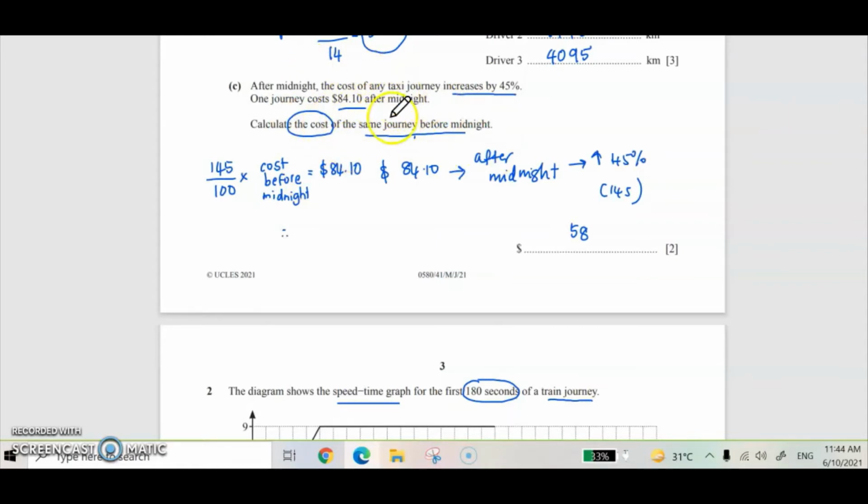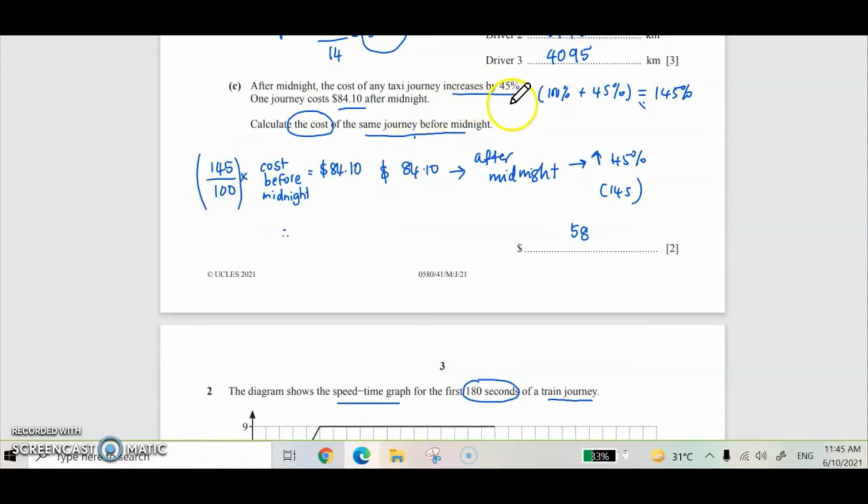So now dia bagi this journey, kalau after midnight, dia punya taxi fare tu meningkat lah, increase by 45%. So bila increase by 45%, is actually 100% plus with 45%. So ini dah topik percentage. So which means that 145%, we times with the cost before midnight. Okay, harga yang biasa sebelum midnight. Okay, equal dengan the cost after midnight. Okay, so now this is 145%.